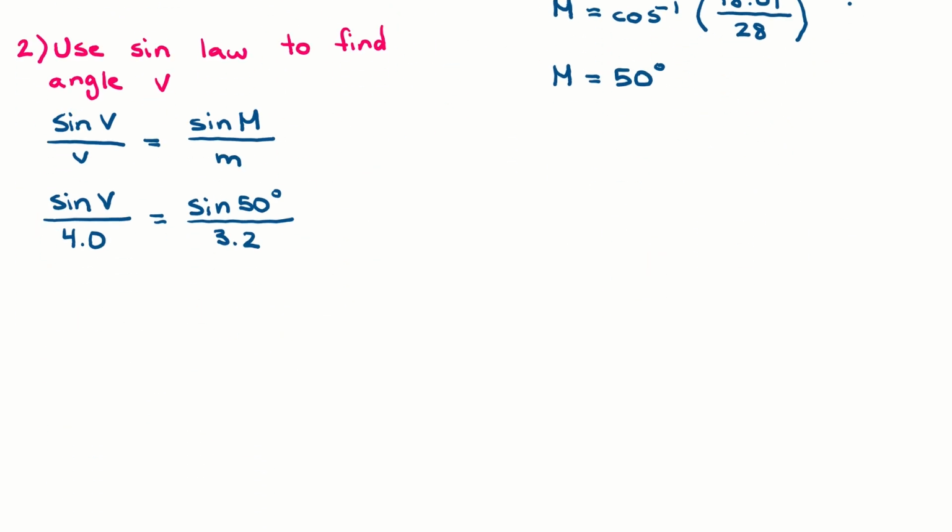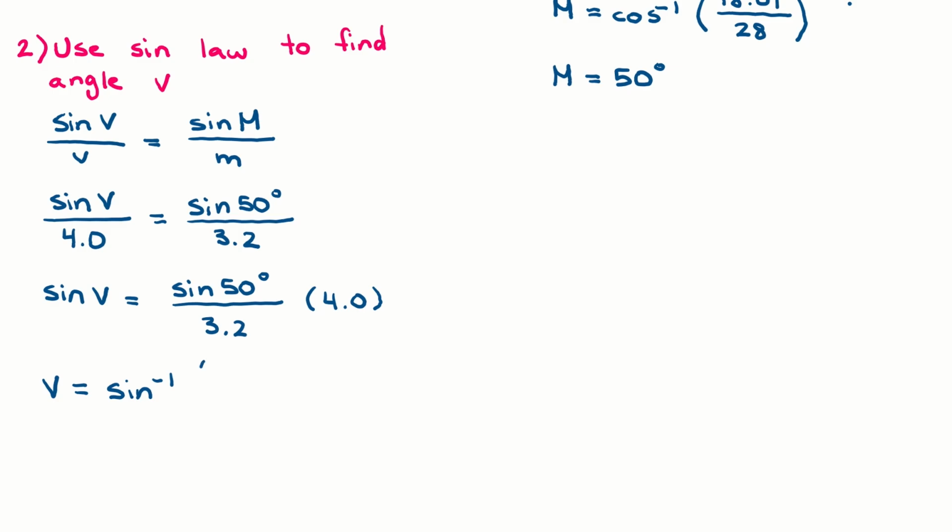Let's solve for sine V now. We're just going to multiply both sides by 4. So sine of V is equal to sine of 50 over 3.2 multiplied by 4. And in order to find V, we're going to take the inverse sine of both sides. So 4 times sine of 50 over 3.2. You should be good to put this in your calculator all at once.